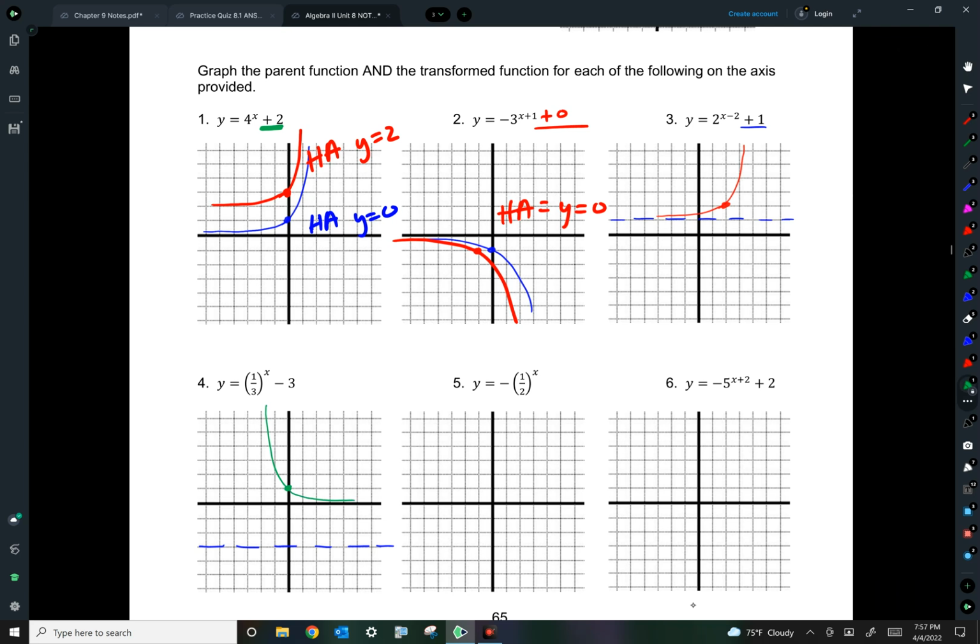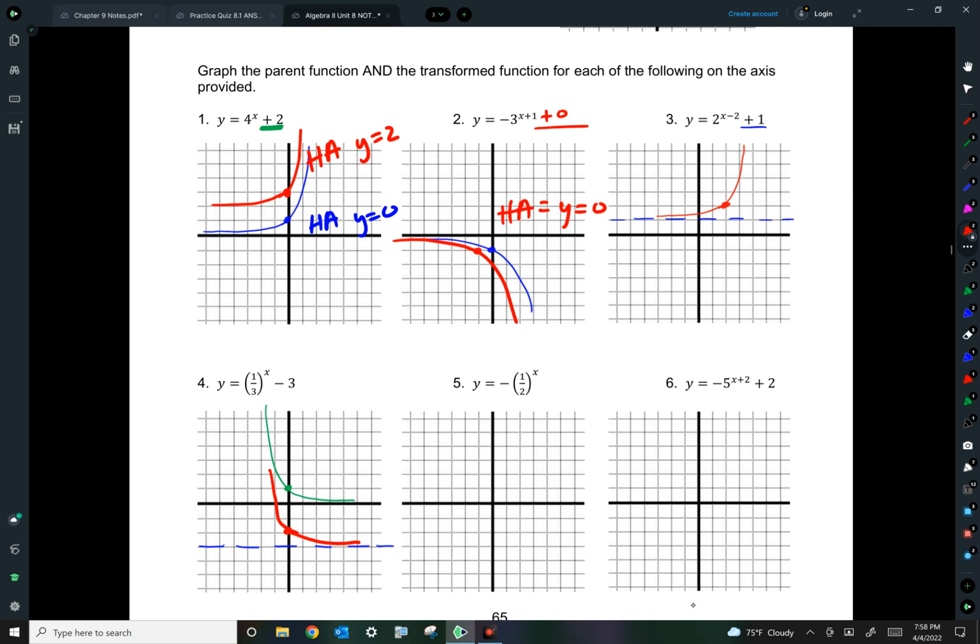Okay, so there's my basic graph, 1/3 to the x, and then the -3 moves the whole thing down 3. So the point that was right there at 1, if I go down 3, 1, 2, 3, is now right here. And so I'm coming down, and it's going to level off at that horizontal asymptote.